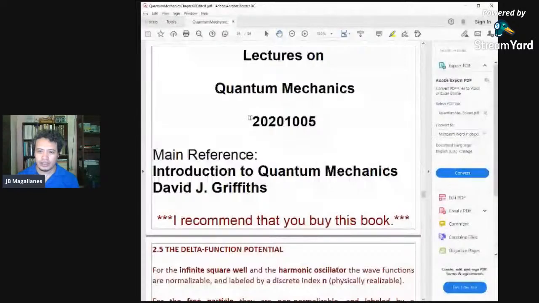Today is 5th of October. Again, our main reference for these lectures is Introduction to Quantum Mechanics by David J. Griffiths. This book is nice. I have an old edition, and I recommend you buy this book once you have the extra resources.